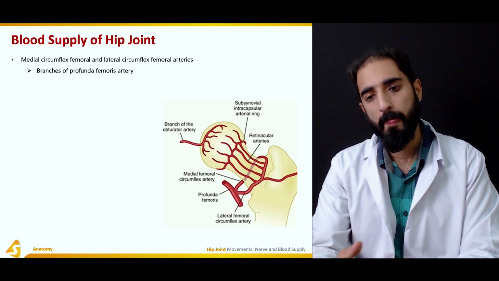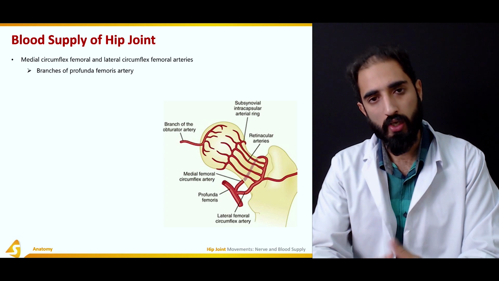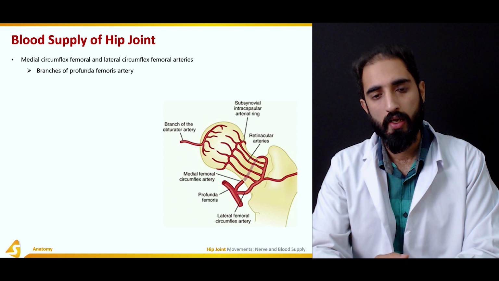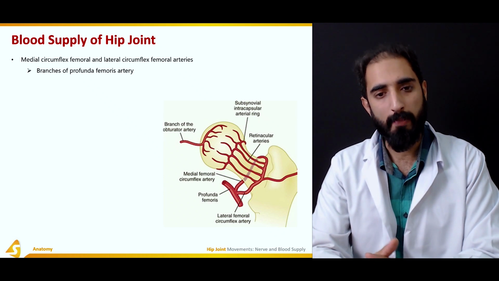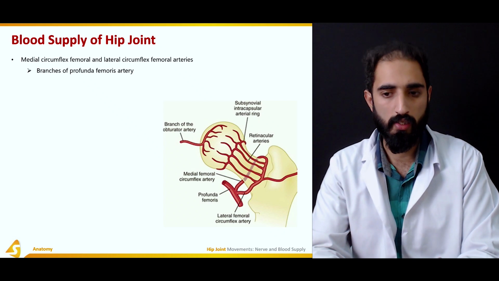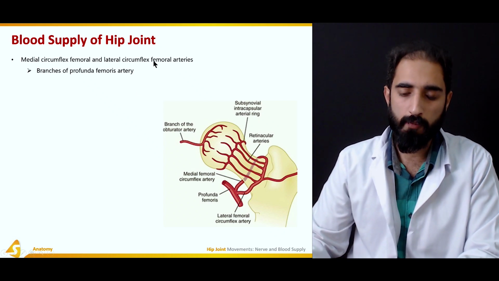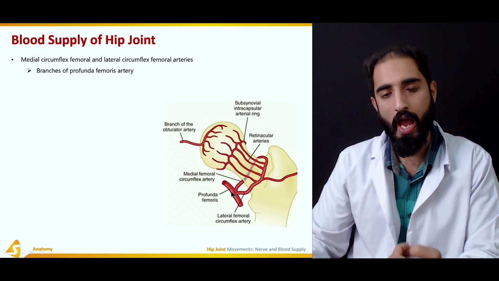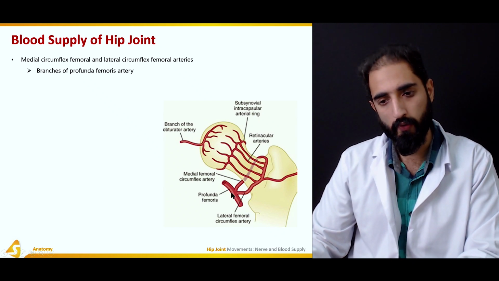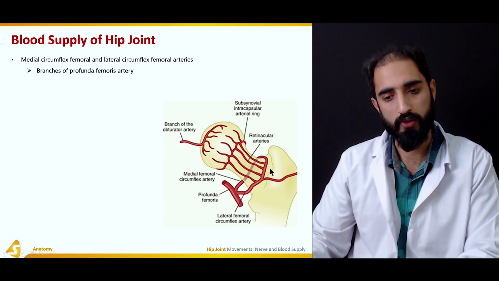Now, to provide the nutrition or the vascular supply of the hip joint, we have majorly the medial circumflex femoral and the lateral circumflex femoral arteries. As we can see in this picture, this is the lateral femoral circumflex artery, and this is the medial femoral circumflex artery. They are actually branches of the profunda femoris artery.